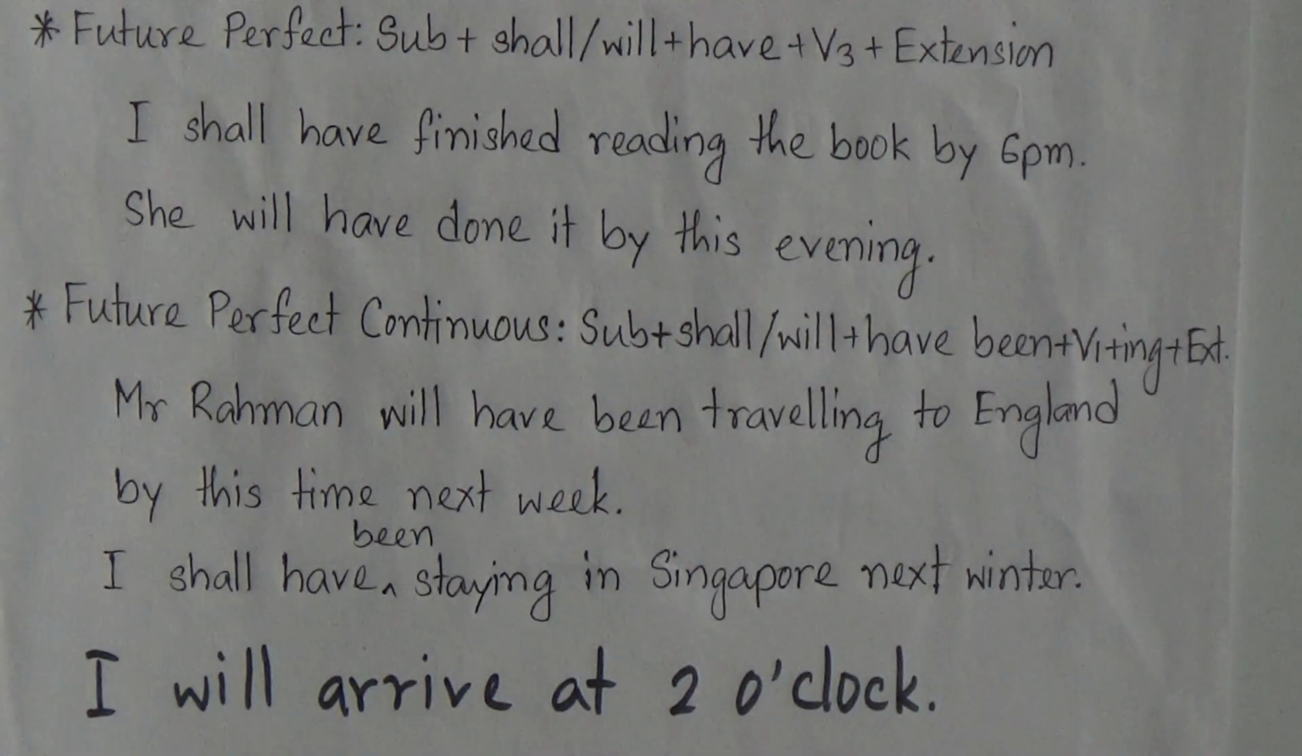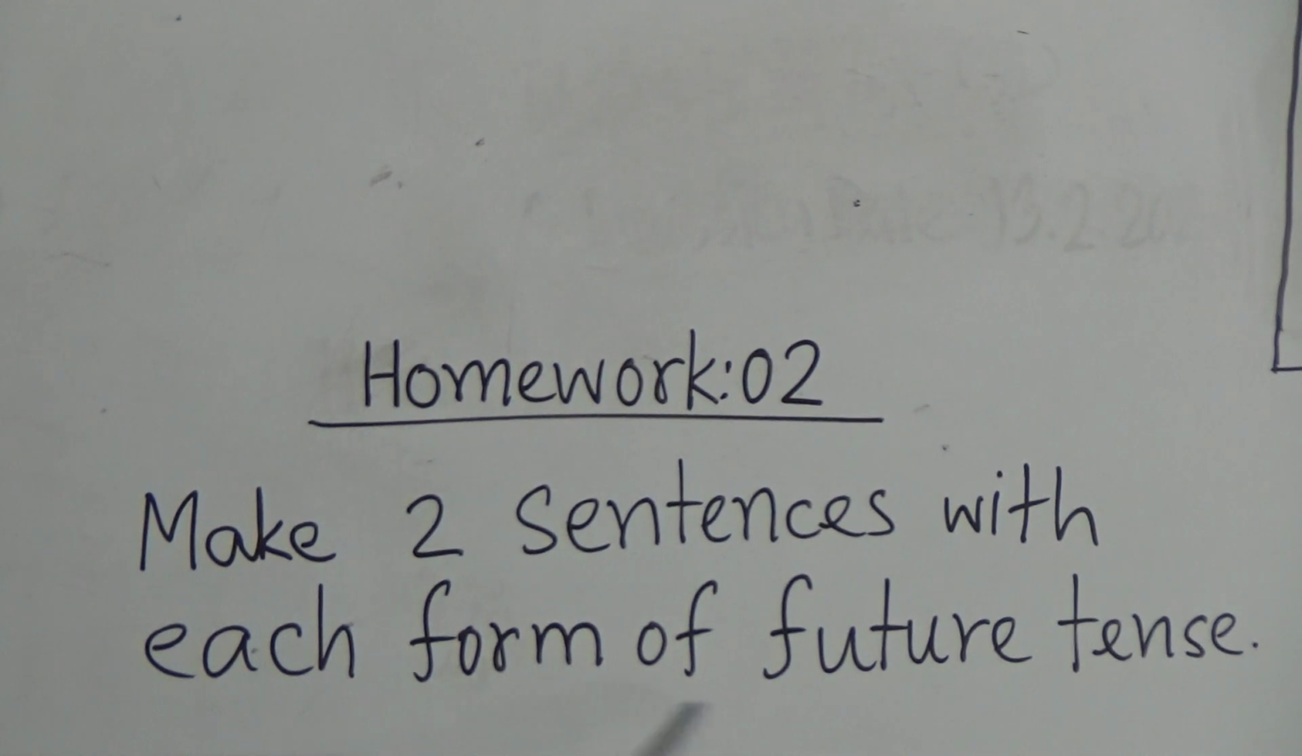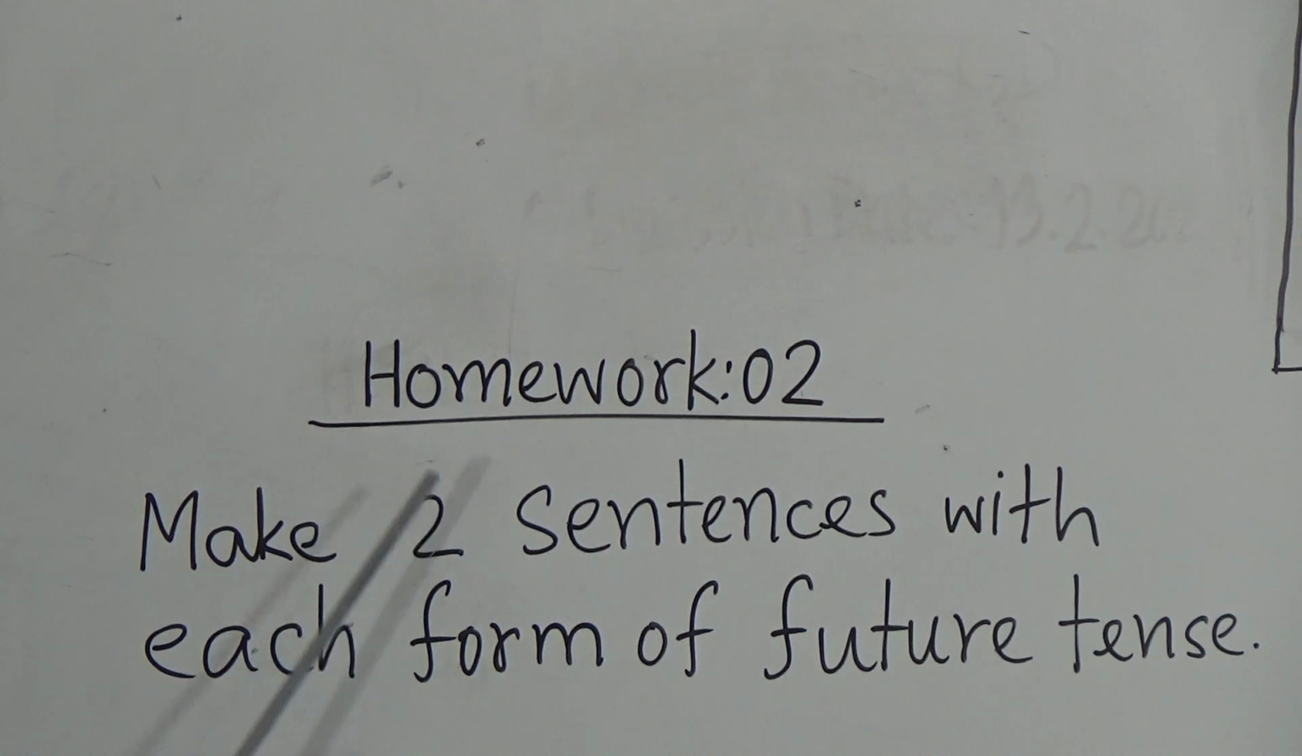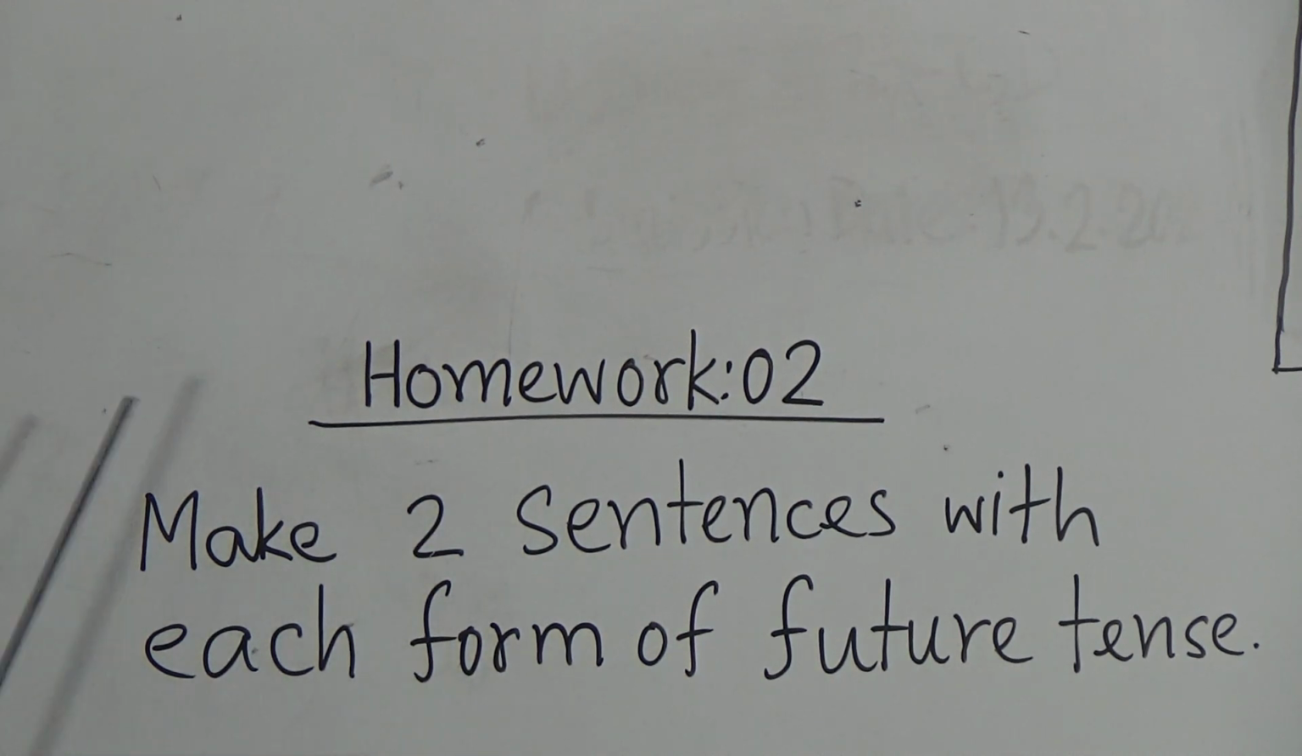So dear students, there is a homework for you. This is homework number 2. Make 2 sentences with each form of future tense. That means in total you will make 8 sentences. 2 sentences with future indefinite, then 2 sentences by future continuous, then 2 sentences of future perfect tense and 2 sentences of future perfect continuous tense. So dear students, there will be 8 sentences and all of you will try to make the sentences by yourself. I discourage you to copy those examples. You will make your own sentences as example.